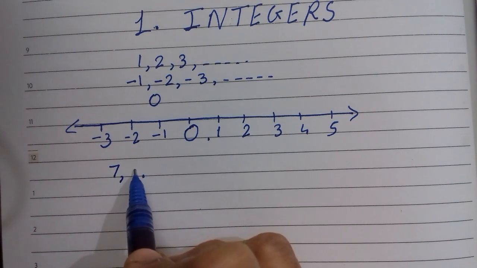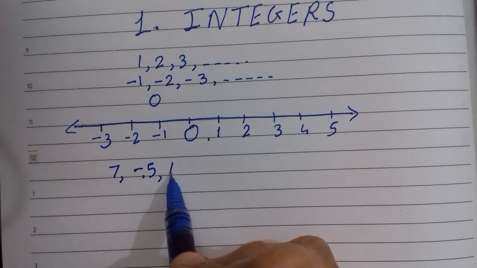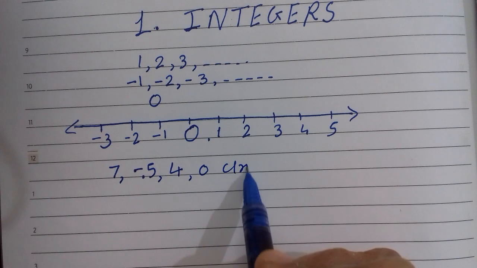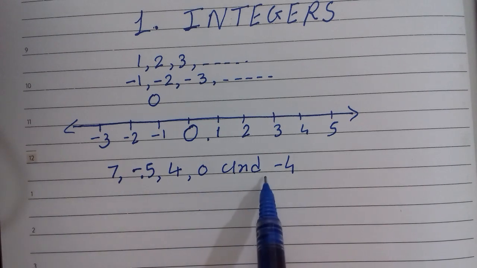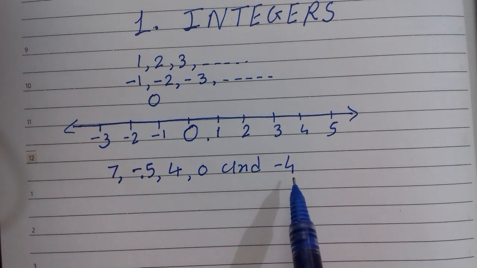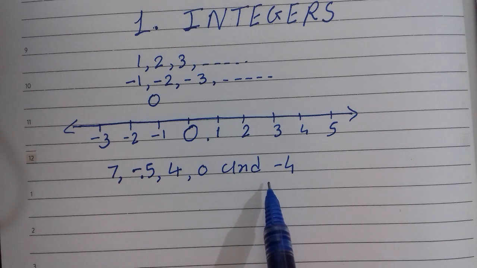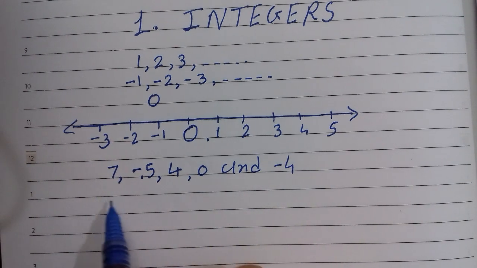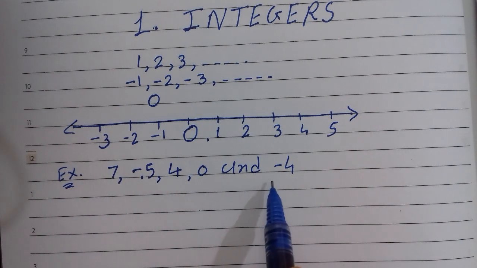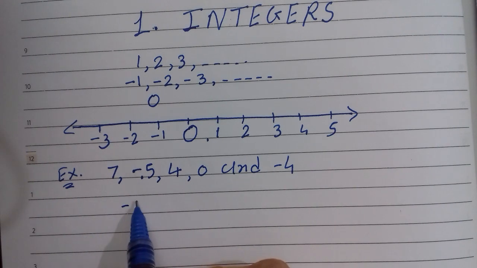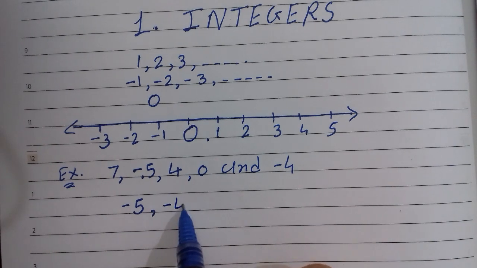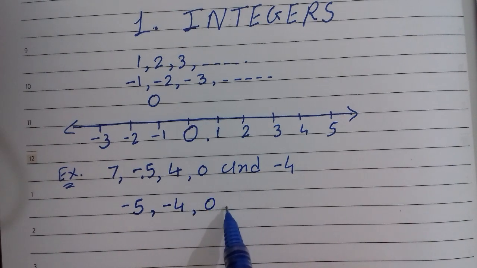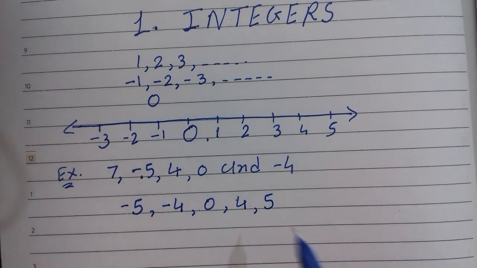Arrange these integers 7, -5, 4, 0 and -4. Arrange these integers in ascending order and then mark them on the number line. So first we will arrange these integers in ascending order. So first -5 is the smaller number, then -4, 0, 4 and 5.